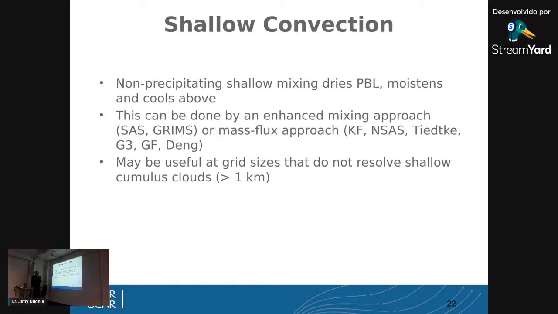In the cumulus scheme, a mass flux approach is similar, except it's a very much shallower layer that the mass is being transported over. And shallow schemes may be useful at grid sizes that don't resolve cumulus clouds, which can be down to even 1 kilometer grid size. You may need a shallow scheme because you're not resolving the shallow mixing with the grid.